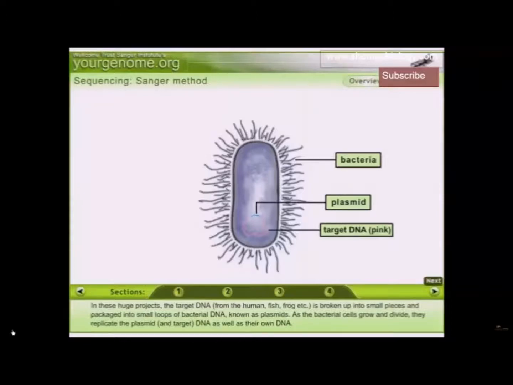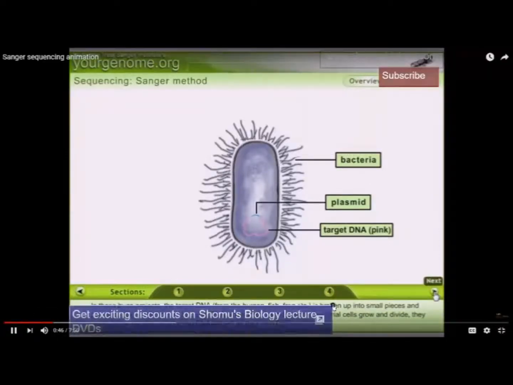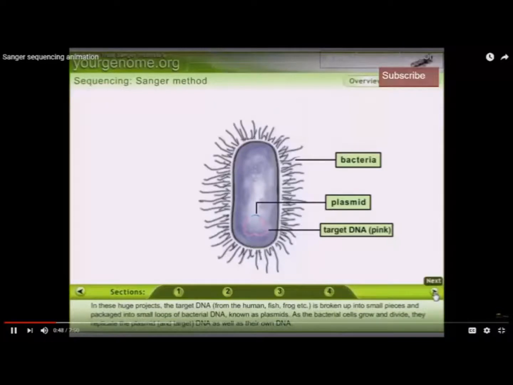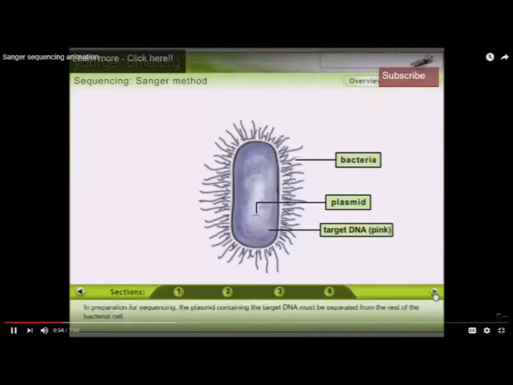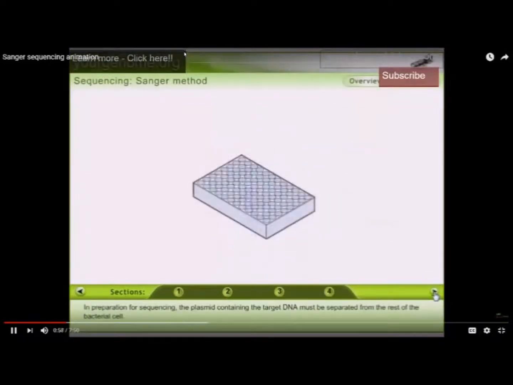In these huge projects, the target DNA from human, fish, dog, etc. is broken up into small pieces and packed into small loops of bacterial DNA known as plasmid. As the bacterial cells grow and divide, they replicate the plasmid, which here acts as a target. Now this target DNA will be replicated, as well as their own DNA is replicated in the bacterial cells. In preparation of sequencing, the plasmid containing the target DNA must be separated from the rest of the bacterial cells.